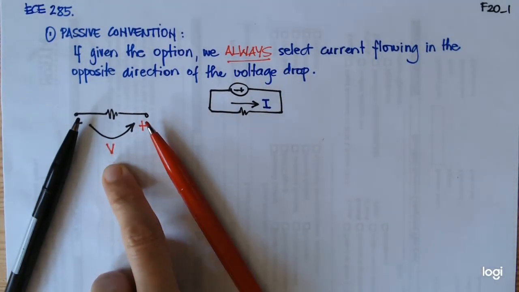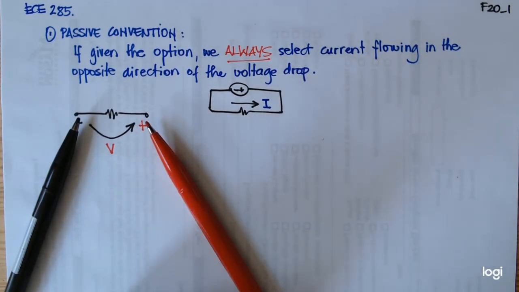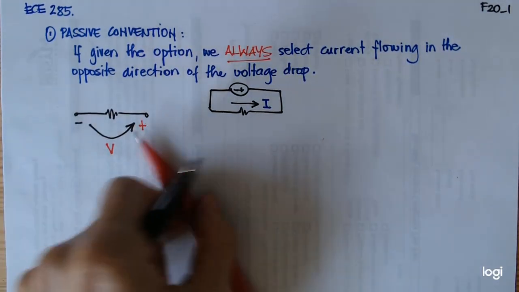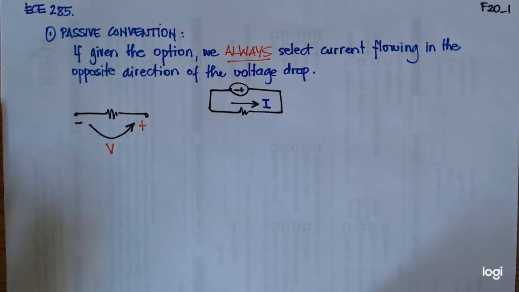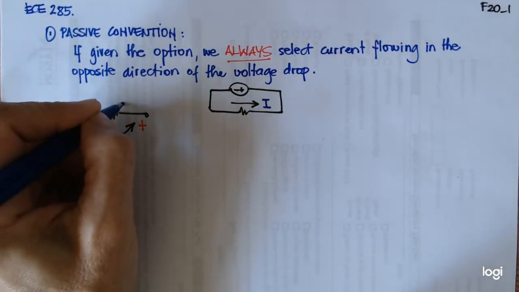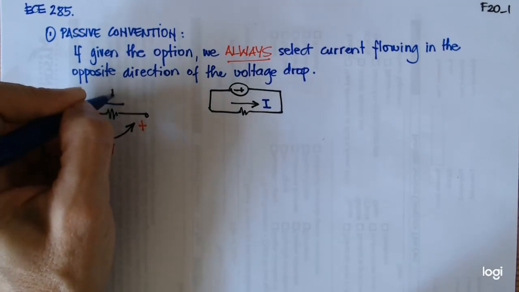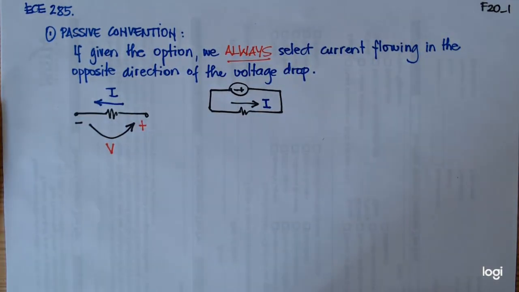So in an exam or homework assignment, if I say now draw the current, and you want all the points for that, the current on this resistor here is going this way. So the flow of the current is always in the opposite direction of the voltage if you are given the opportunity to do that, right? So if you are given the option, you have to select this way.